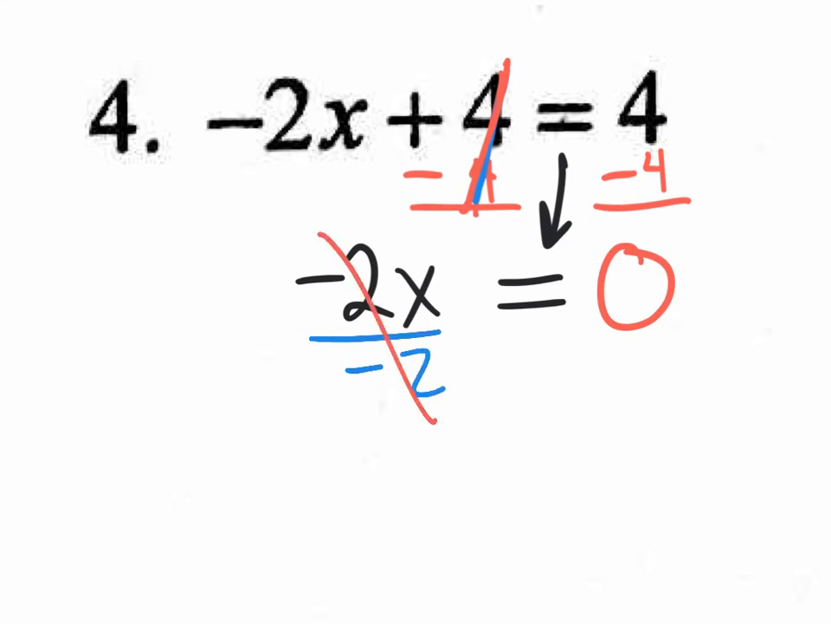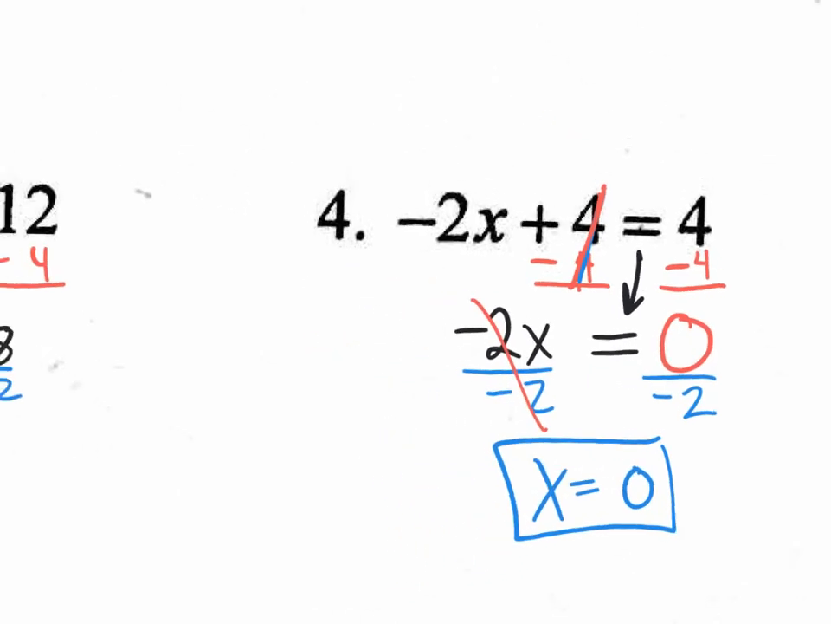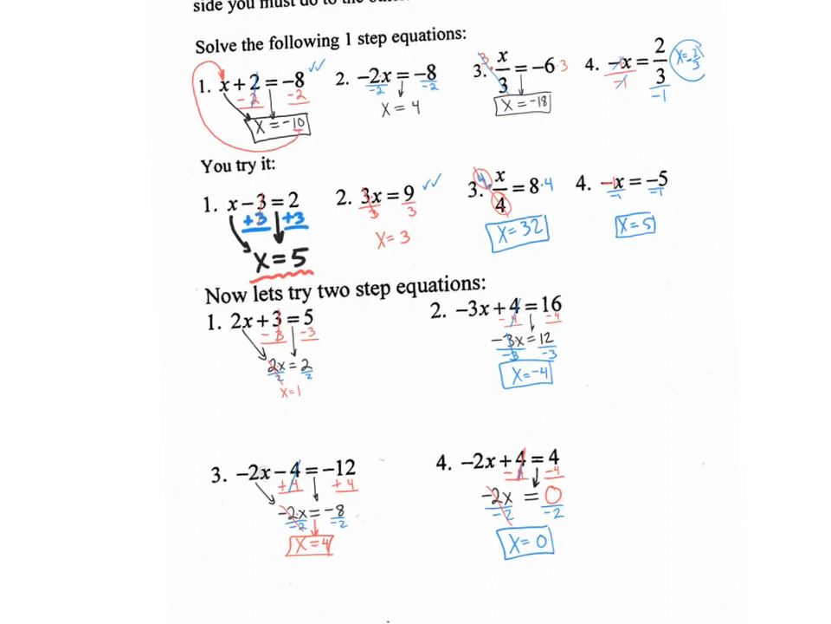What I do to one side, I must do to the other. Now 0 divided by anything is 0. 0 divided by -2 is 0. 0 divided by 1,000 is 0. 0 divided by any number is 0. X equals 0.